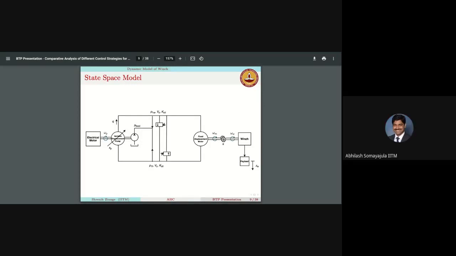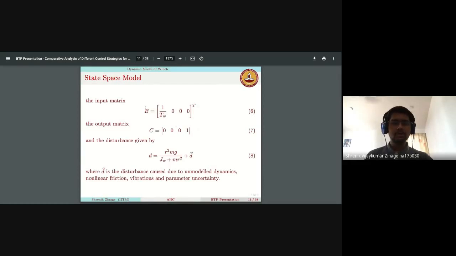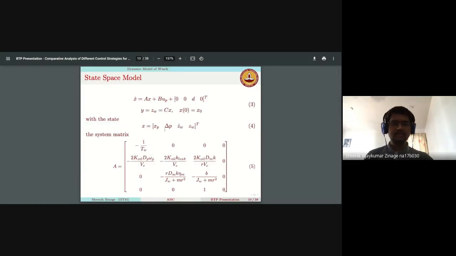All right, you can go ahead, Shrenik. Yeah. So the state space model is governed by this equation number 3, where the states include the 4 states, which are xp, delta p, zw dot, and zw, where xp is the swash angle. And the system matrix is given by equation number 5. So it's like saying that we would be manipulating the control input u, up, that would change xp, and if xp changes, delta p changes. If delta p changes, zw dot changes, and if zw dot changes, zw changes. So it's like going from first to fourth.